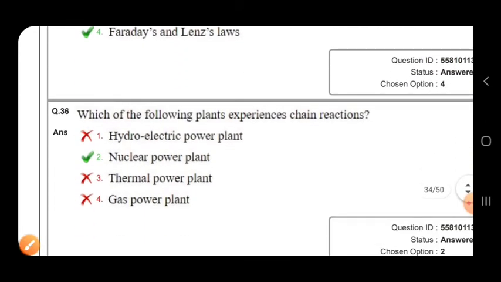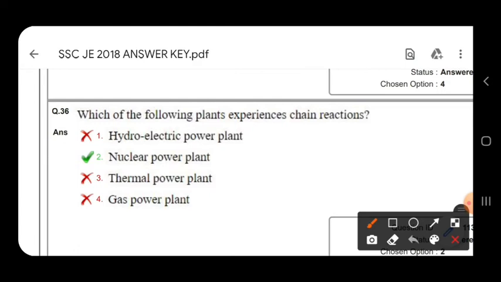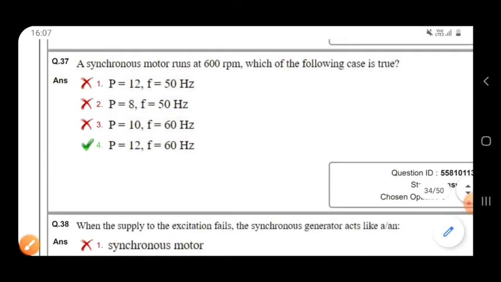Which of the following plants experiences chain reaction? This is the nuclear power plant. All of you know that in the nuclear fission process, by bombarding neutrons, the uranium or thorium or any radioactive element breaks, so the chain reaction occurs. This happens in a nuclear power plant.